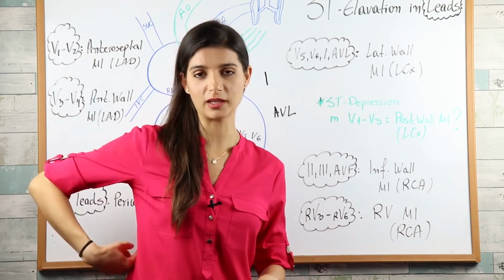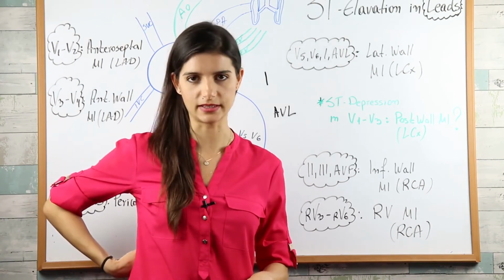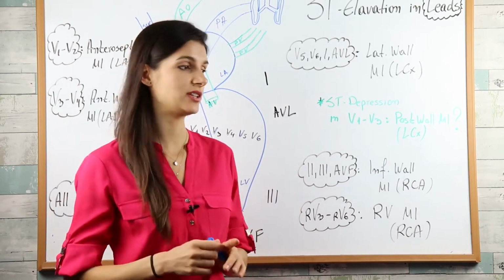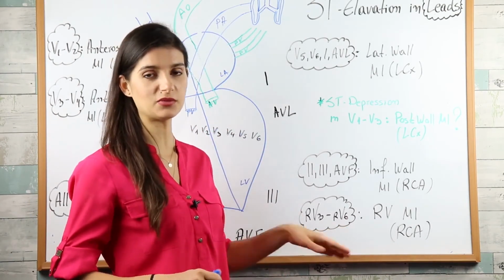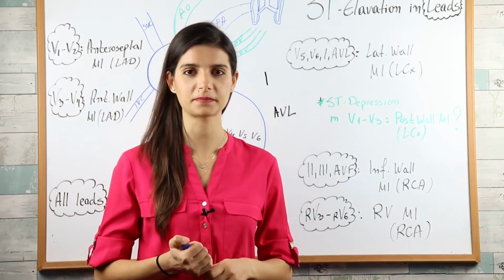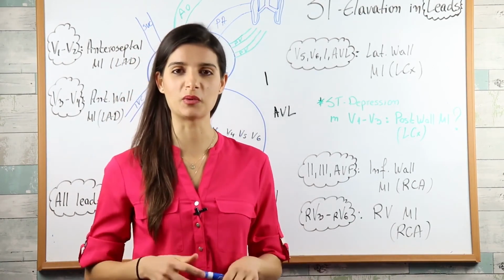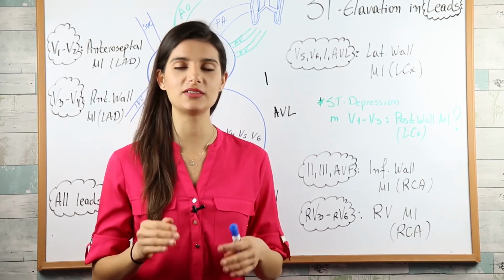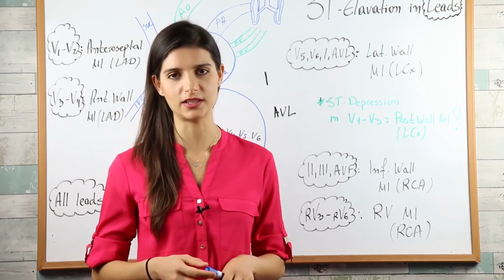Starting from the sternum going back to the spine, V1, 2, 3, 4, 5 and 6. And if you see ST elevation in the right side at V3 to V6, you have confirmed right ventricular MI. And so what? Why is it so important? Because its management differs greatly from the usual STEMI management.